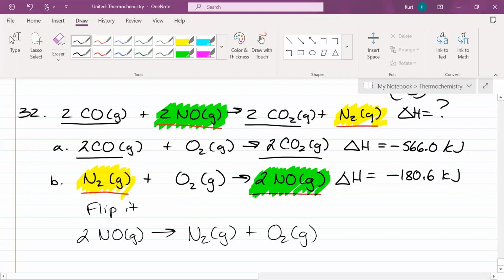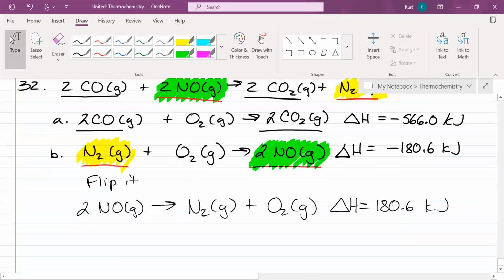And Nick, what else do we have to flip? Negative to positive. We have to change the enthalpy. It's going to go from negative 180.6 to positive 180.6. Okay, I think we're good to go. Let's combine the 2 of them. Here we go, guys. This is the combined equation of A and B. Let's get all the reactants on one side and all the products on one side.